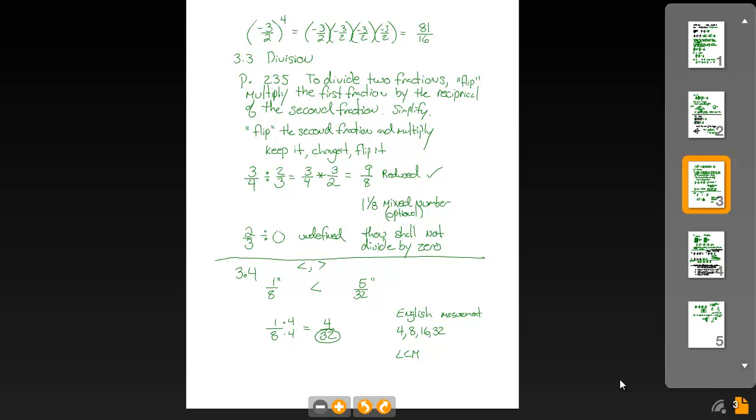The other one I want to look at before the break is number 11 on that worksheet.